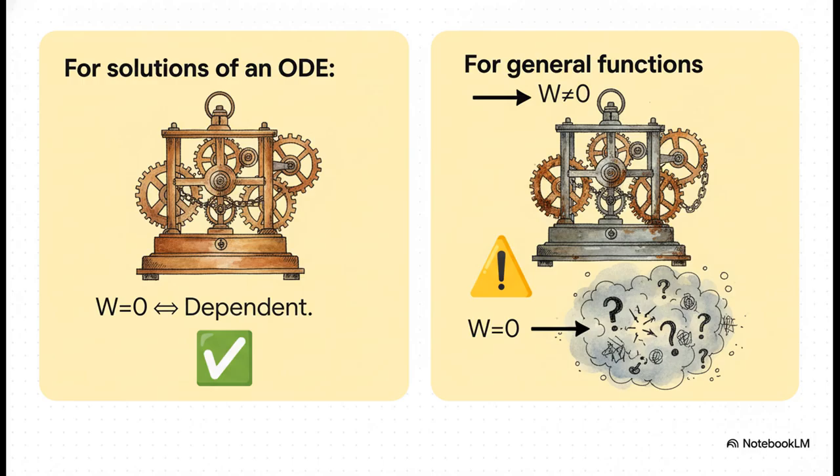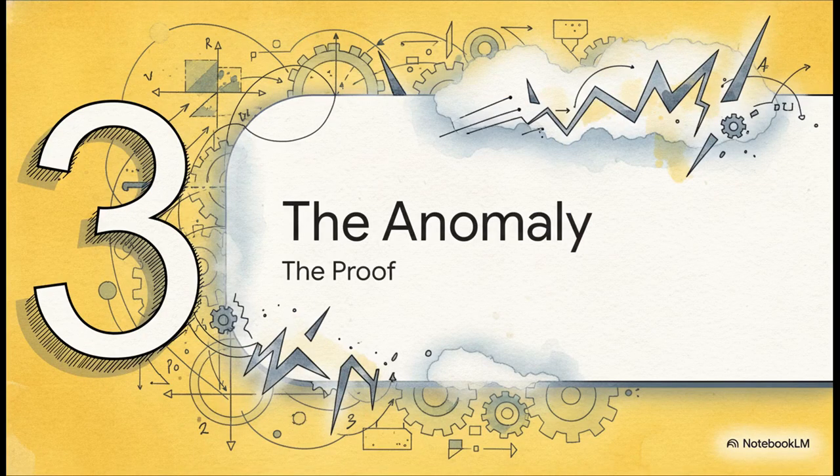And here it is. This is the crucial distinction. That perfect if and only if relationship, where W equals 0 means they must be dependent, only works if you already know your functions are solutions to the same linear second-order ODE. If you're just dealing with some random functions you picked out of a hat, then the rule is only a one-way street. A non-zero Wronskian still guarantees they're independent, but a Wronskian of 0 actually tells you nothing for sure. I know, that might sound a little heady, so let's make it real. We're going to look at a classic counterexample that brilliantly shows off this hidden catch.